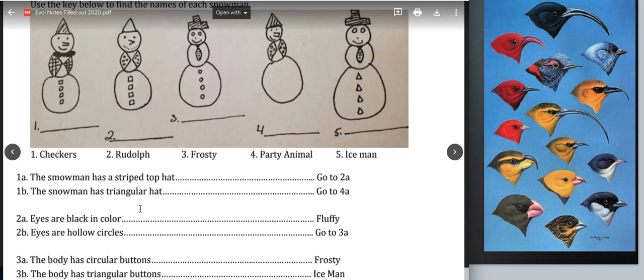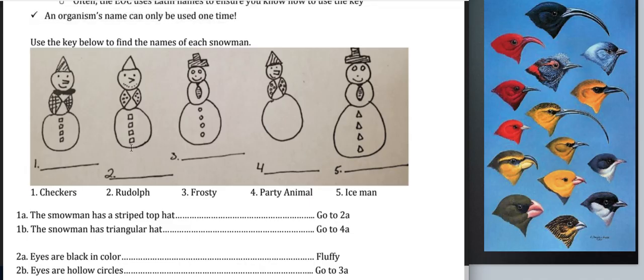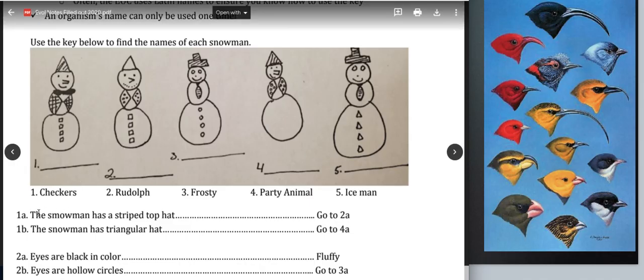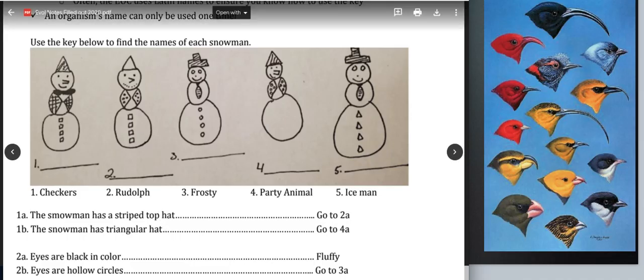So let's find the name of number 1. Okay, and I actually had all the names in here and they disappeared. All right, so number 1, you have to look. This number 1 deals with a hat. You have a striped top hat and a triangular hat. All right, take a look.